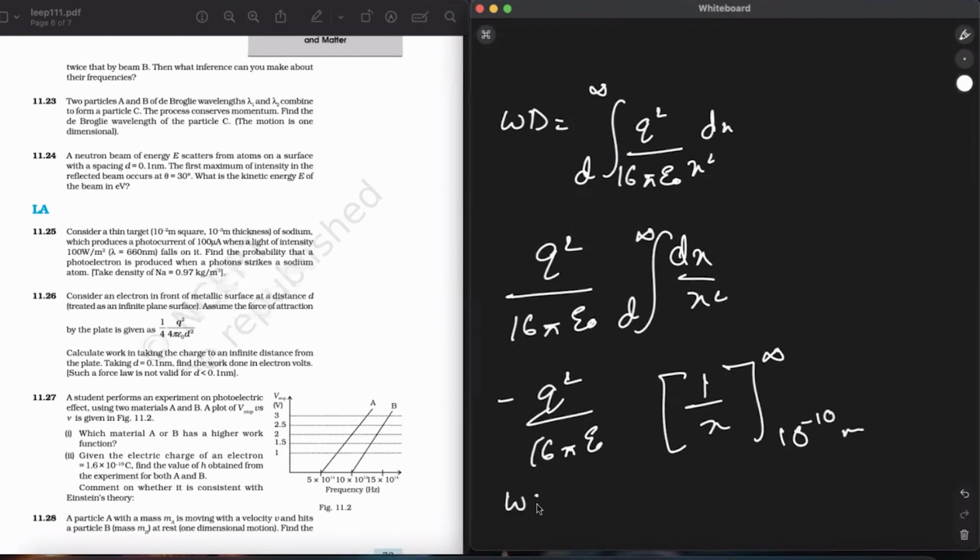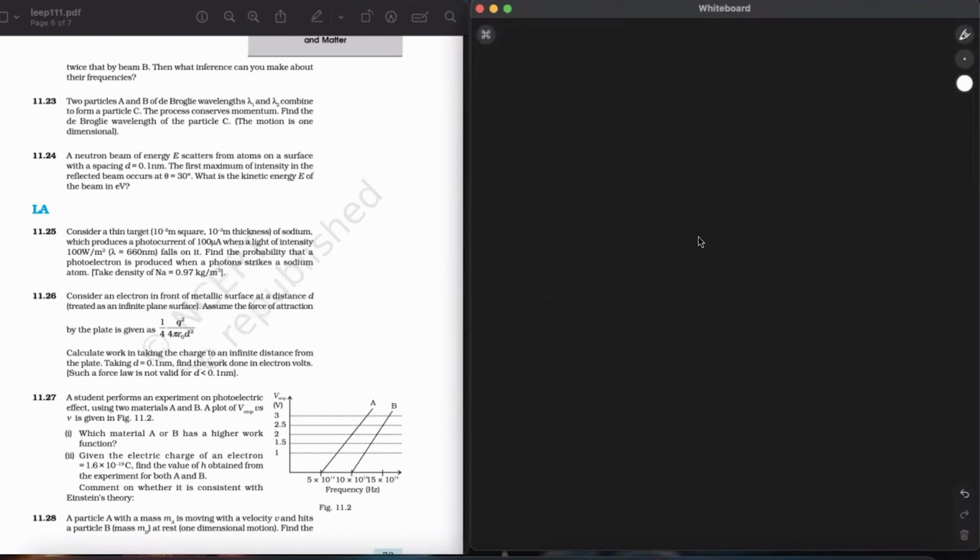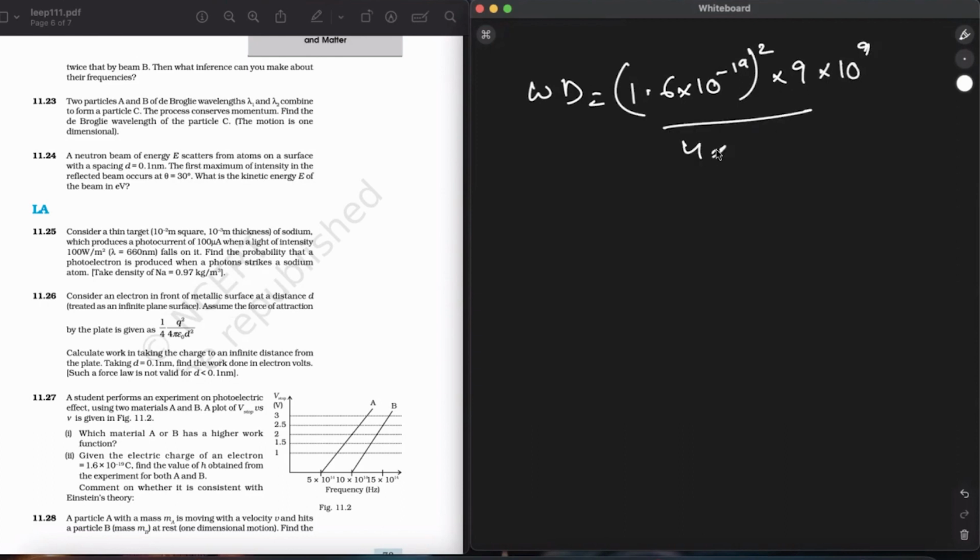So simply put, we can find the value of work done. 1 upon infinity will be 0, minus 1 upon 10 raised to the power of minus 10 will become plus. So now it has come out positive. So work done is equal to q square, where q is 1.6 into 10 raised to the power of minus 19 whole square, into 9 into 10 raised to the power of 9, whole divided by 4 into 10 raised to the power of minus 10 joules.